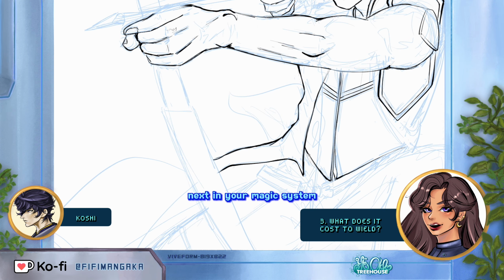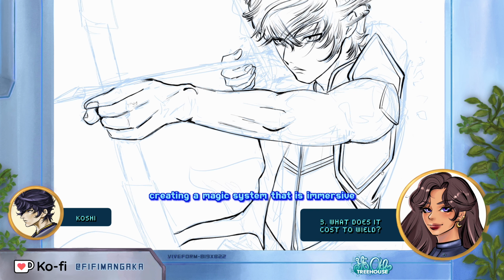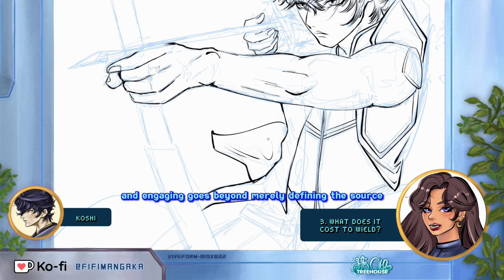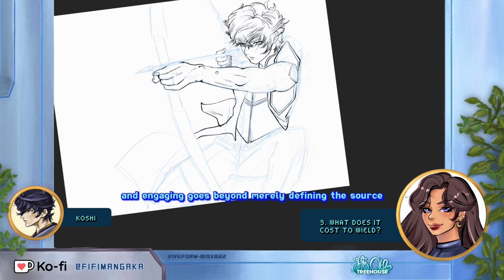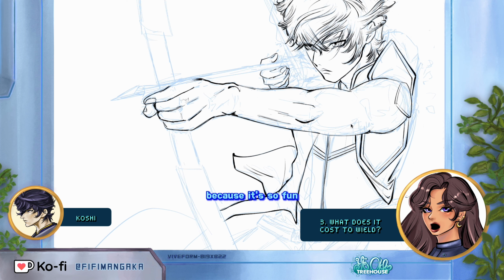Next, in your magic system, there should be costs and consequences. Creating a magic system that is immersive and engaging goes beyond merely defining the source and the mechanics of the magic, which we all love to focus on so much because it's so fun to decide.